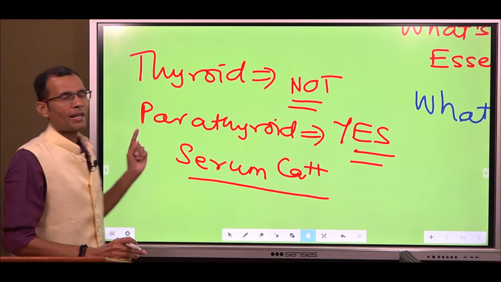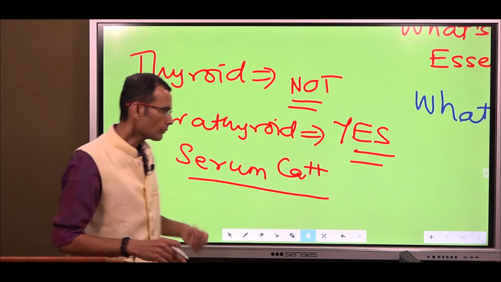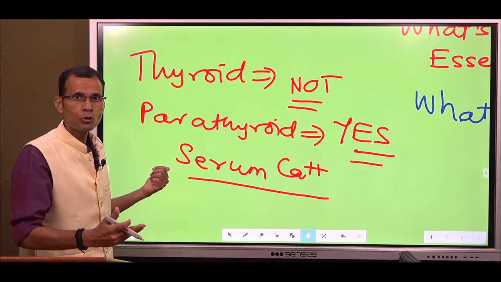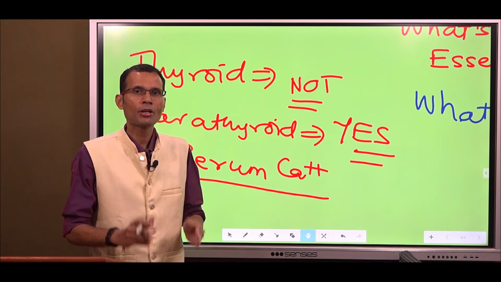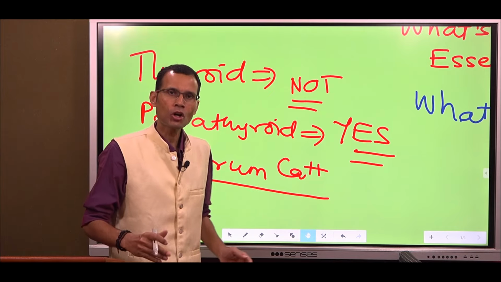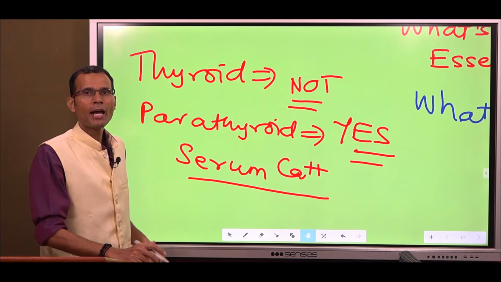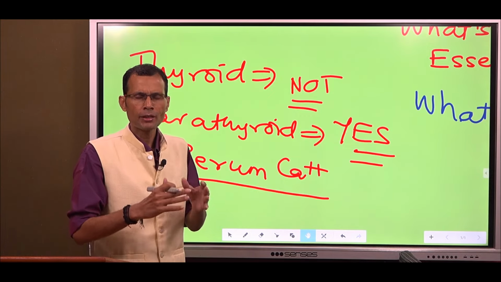On the other hand, parathyroid gland and parathyroid hormone. Parathyroid glands and the parathyroid hormone, parathormone, it regulates serum calcium, and parathyroid hormone is essential to life. Why is that? Because serum calcium has to be maintained at a certain level in the body, in the plasma.